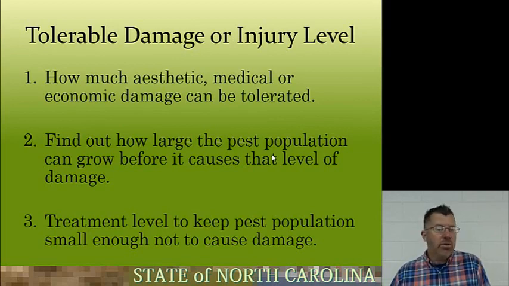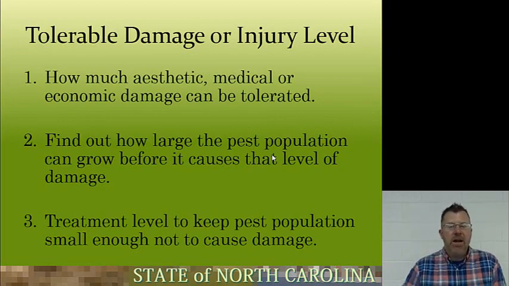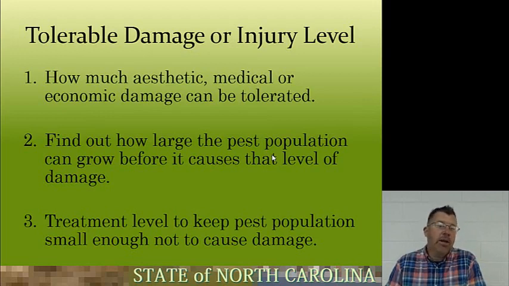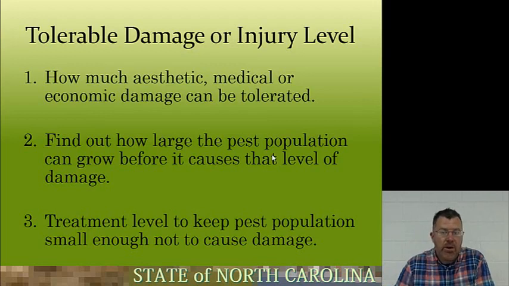If you're a farmer and this is your way of making a living, you don't want any economic damage. You're going to apply pesticides. Find out how large the pest population can grow before it causes that level of damage. So if you're a farmer growing 100 acres of corn, and you find your break-even point, let's say it's 50 acres, you've got to grow 50 acres to break even. So anything above and beyond 50 acres, you're making money. And hopefully you're going to make a lot of money off that.